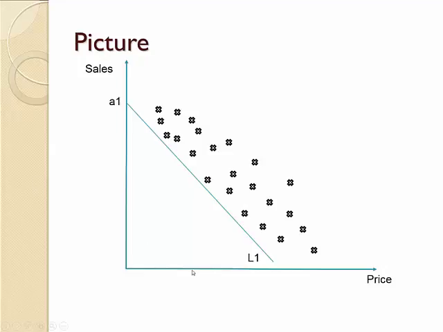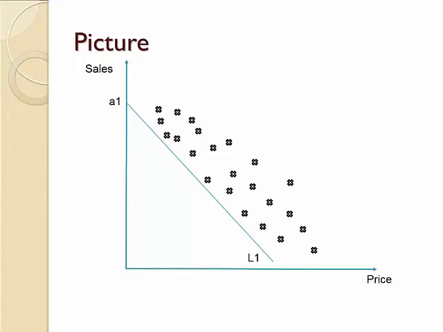So let's say this is a point. This is the price. What's the sale according to this line? According to this line, the sale is somewhere here. But the actual sale, if you notice, is here. The line represented sale was somewhere here. So the difference between the point on the line and the actual sales is the error.